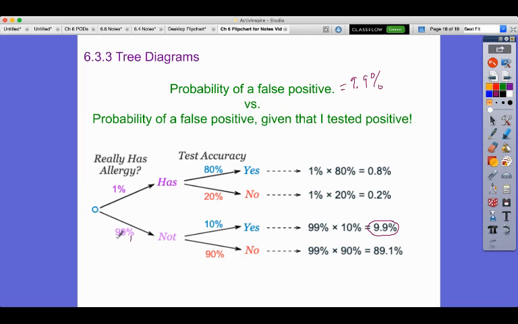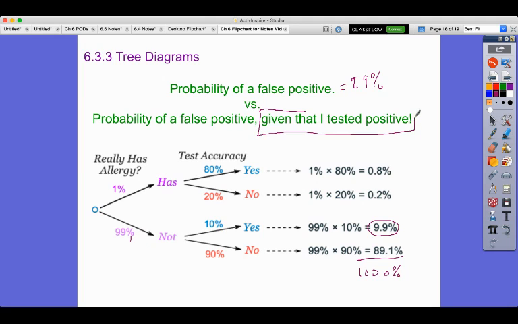Okay. Given that you do not have the allergy, there's a 10% chance of a positive. Given that you do not have the allergy, there's a 90% accuracy. And you can see all these numbers are just the products of their lines or paths on the tree diagram. Okay. And these all add up to 100%. All right. Now, probability of a false positive given that I tested positive.